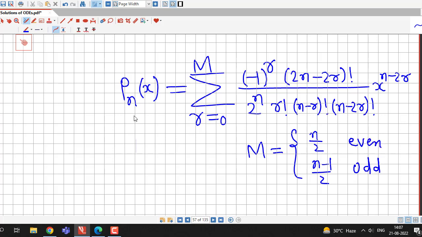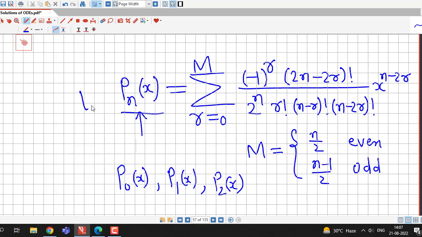Using this general formula for Legendre polynomial, we can derive the expressions for the Legendre polynomials of degree 0, 1, 2 and so on, or whatever polynomial of degree n is required.